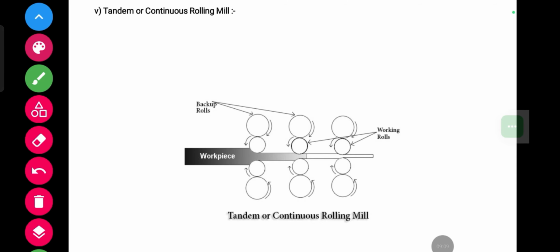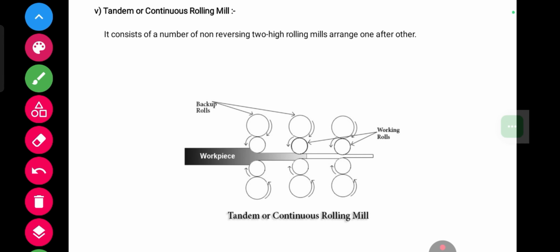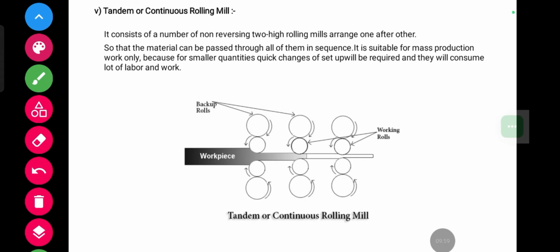Now we will see the fifth rolling mill, which is tandem or continuous rolling mill. Here you can see the diagram of tandem or continuous rolling mill. It consists of a number of non-reversing two high rolling mills arranged one after other, so that the material can be passed through all of them in sequence. It is suitable for mass production work only, because for smaller quantities quick changes of setup will be required, and they will consume a lot of labor and work.